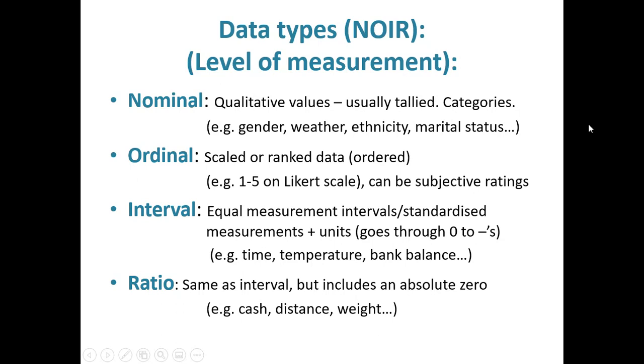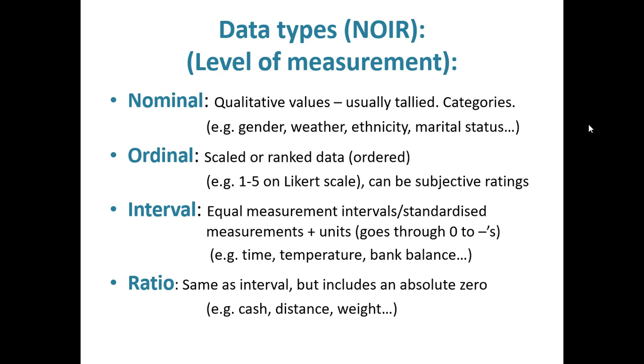So first thing we're going to look at is data types. This can also be referred to as levels of measurement. So make sure when you see the term level of measurement, this is what it's talking about. So it's kind of different types of data. So you've got nominal, ordinal, interval, and ratio. Nominal, ordinal, and interval are more common. And then you've got ratio, which is a special type of interval data.